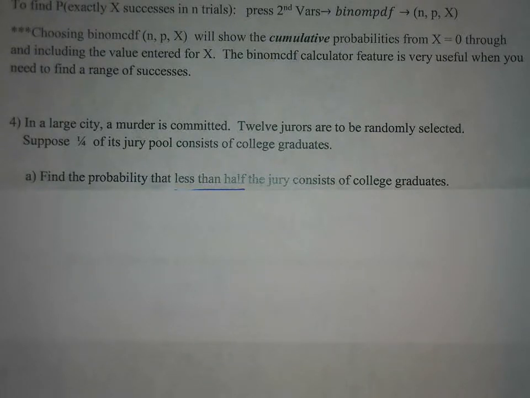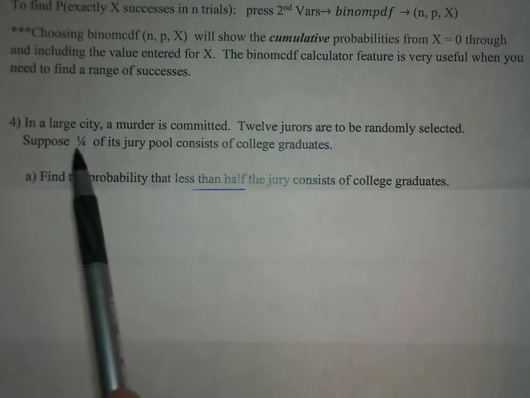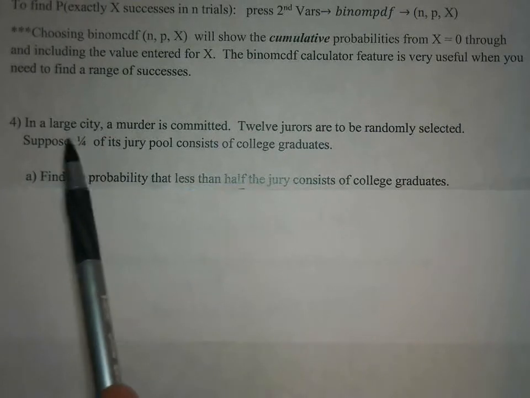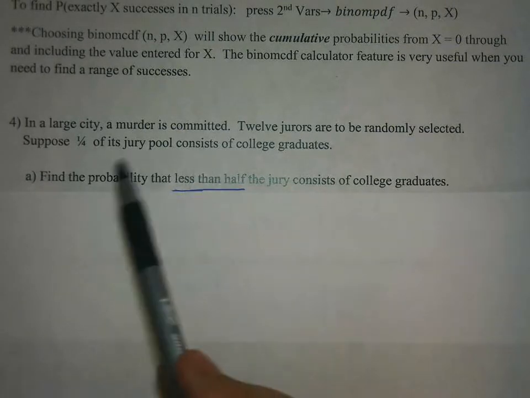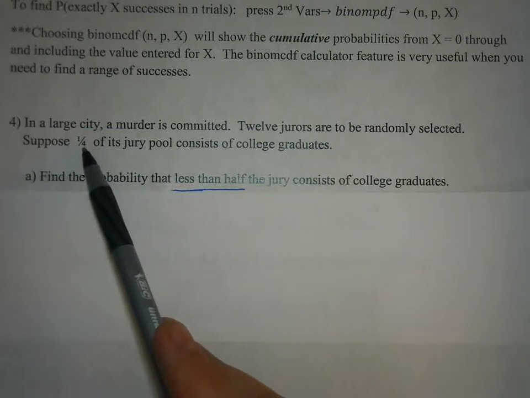And then we look at independence. Well, it's a large city, so we can assume independence, even though technically it isn't quite independent. Okay, we can find the probability of success being 0.25 and failure 0.75.